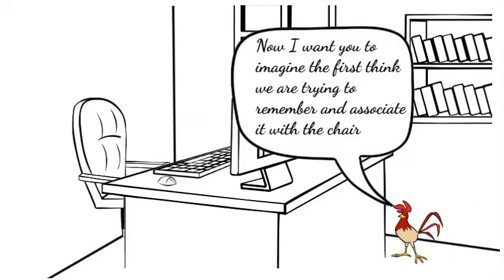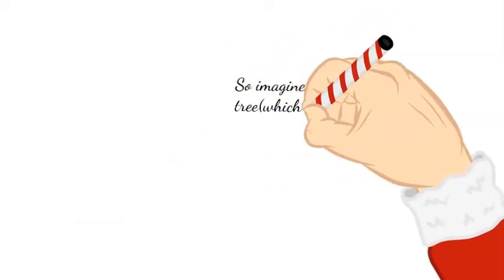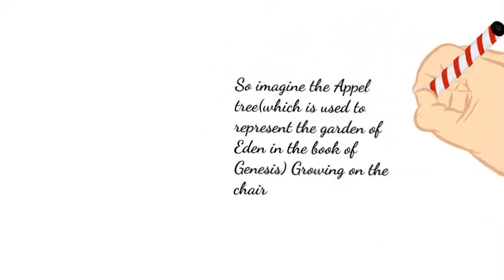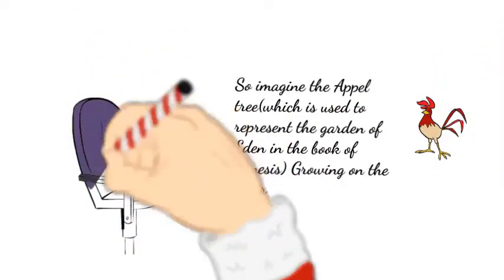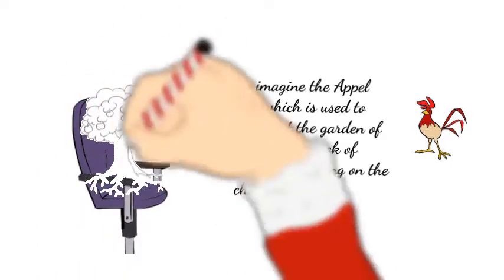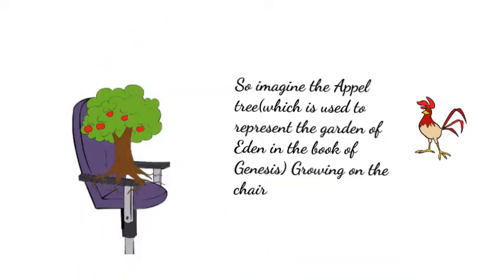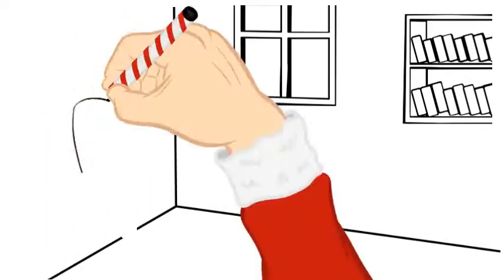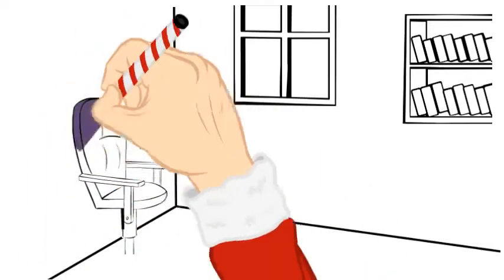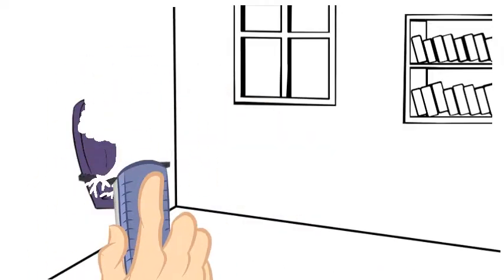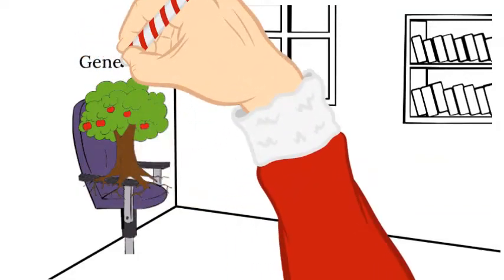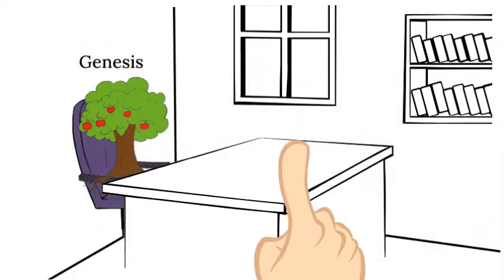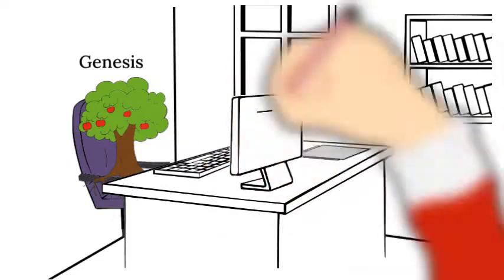Now I want you to imagine the first thing we are trying to remember and associate it with the chair. So imagine the apple tree, which is used to represent the Garden of Eden in the book of Genesis, growing on the chair. Genesis.